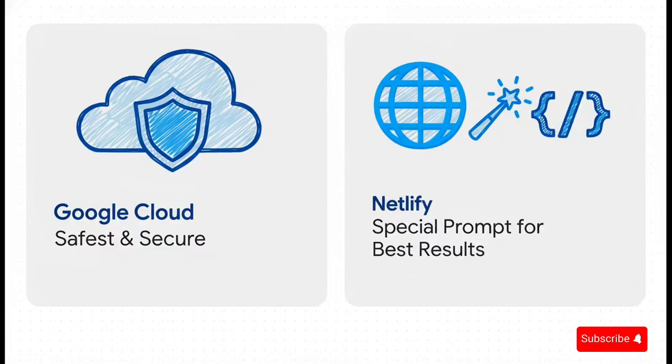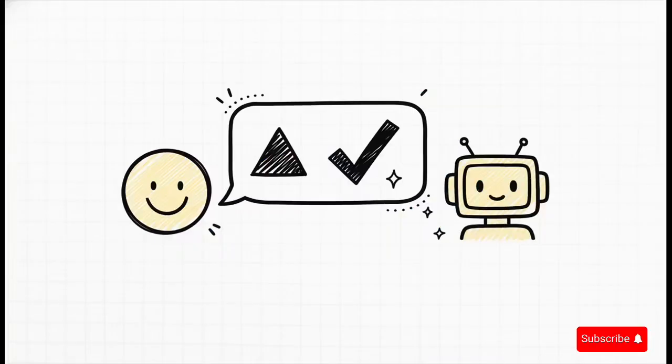Or you can use a super popular service called Netlify. It's great, it's flexible, but there is one little trick to get it working perfectly. And here is that one secret tip. Before you download your files, you just have one last chat with the AI. You simply tell it, make this app Netlify environment friendly.